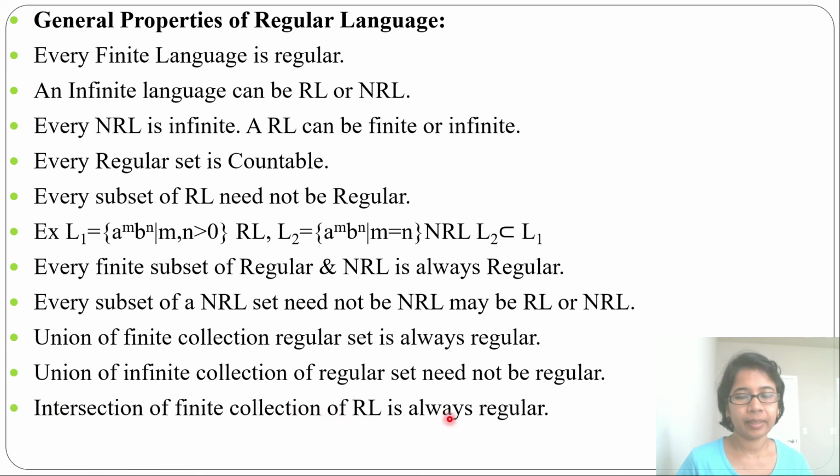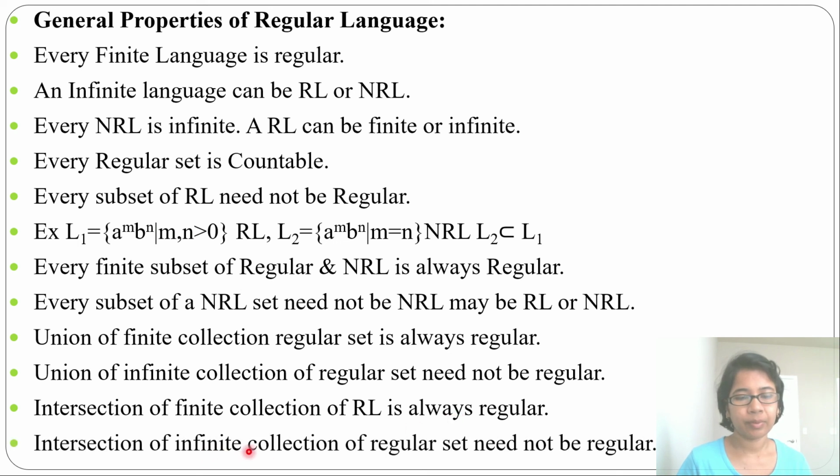The intersection of a finite collection of regular languages is always regular. The intersection of an infinite collection of regular sets need not be regular. So if it is finite, then the intersection is regular. It may be 2 or 3 or 4 or 5 languages, then the intersection is regular. But if there are infinitely many regular languages, their intersection may not be regular.